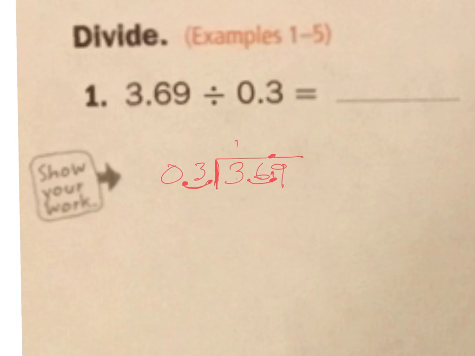3 goes into 3 one time. 1 times 3 is 3. Subtract it out. Bring down my 6. How many times does 3 go into 6? 2 times. 2 times 3 is 6. Subtract. 0. Bring down my 9. How many times does 3 go into 9? 3. That's 9. That gives me 0. No more numbers. So my answer is 12.3.